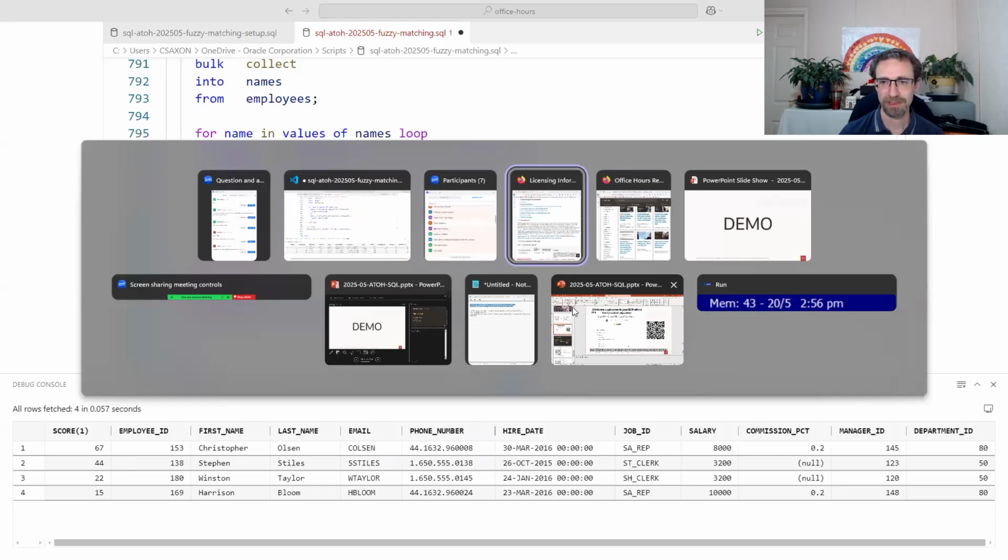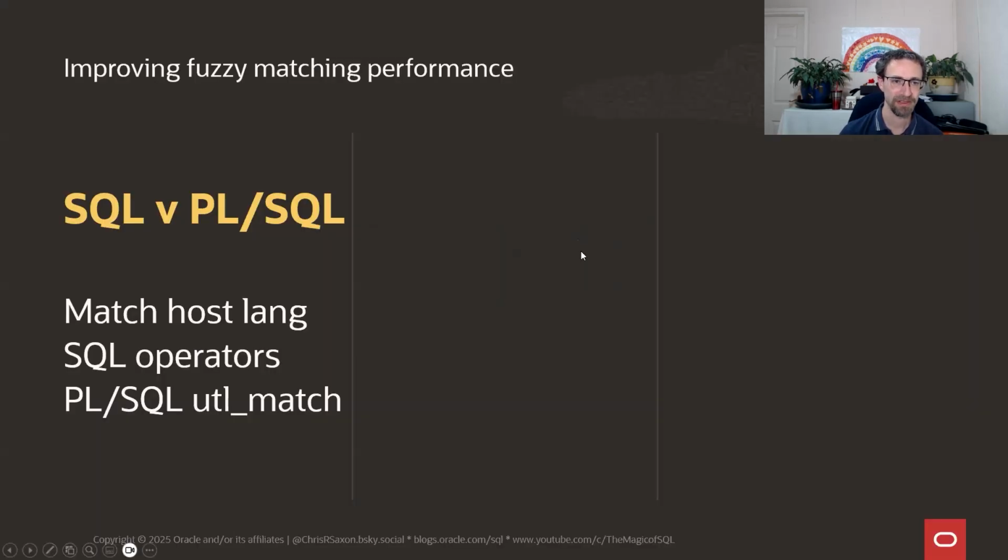All right, let's recap quickly. SQL versus PL/SQL: the big takeaway is to match the target language you're in. If you're writing a SQL statement, use the fuzzy match operator. If you're in PL/SQL and have got the data, just use UTL_MATCH. There will probably be exceptions, but generally match the language you're using.